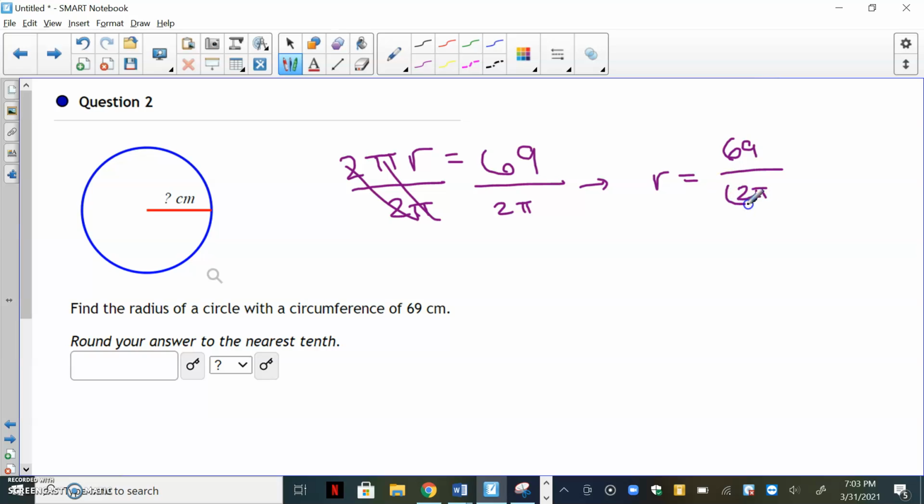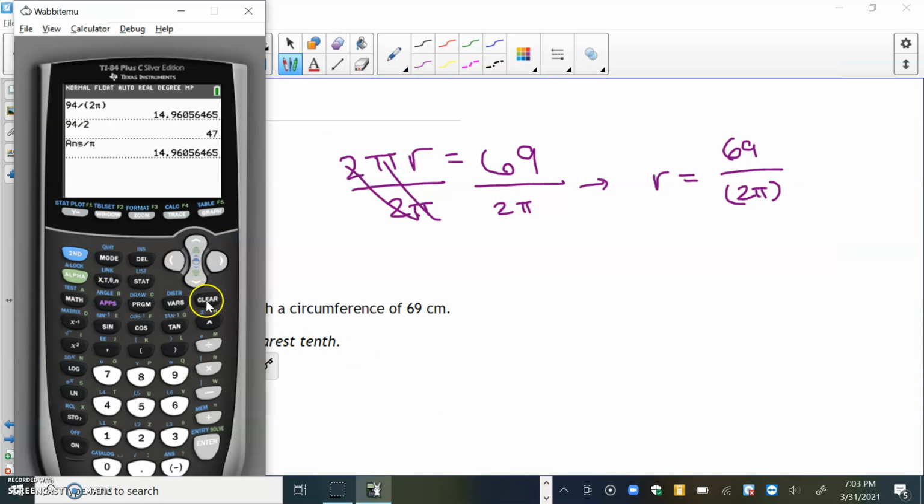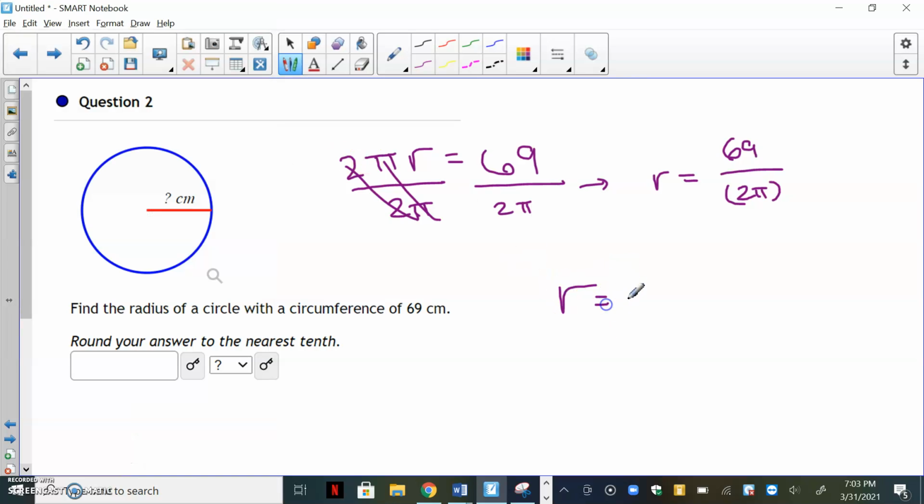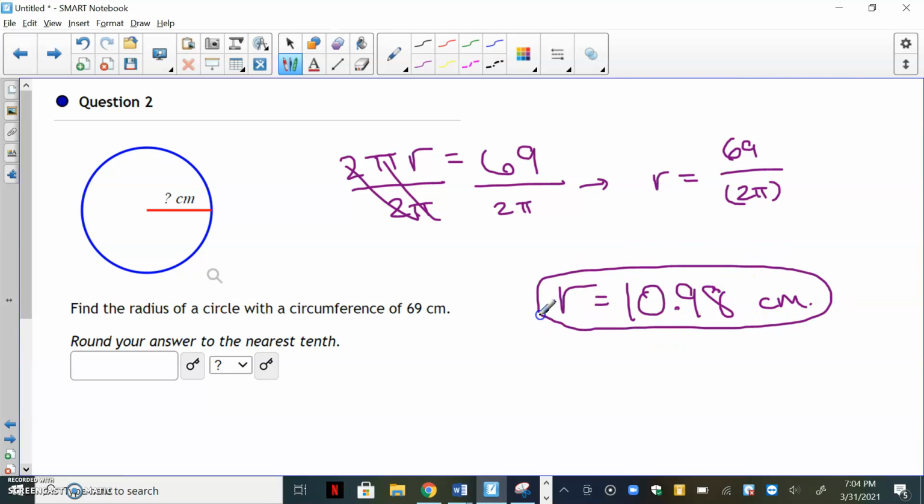Now again, remember that when you're typing this into your calculator, you really need to type it in with the parentheses. So 69 divided by 2 pi. Or you can do it one at a time. Either way, I end up with an answer that's like 10.98. All right, and that is it for that one.